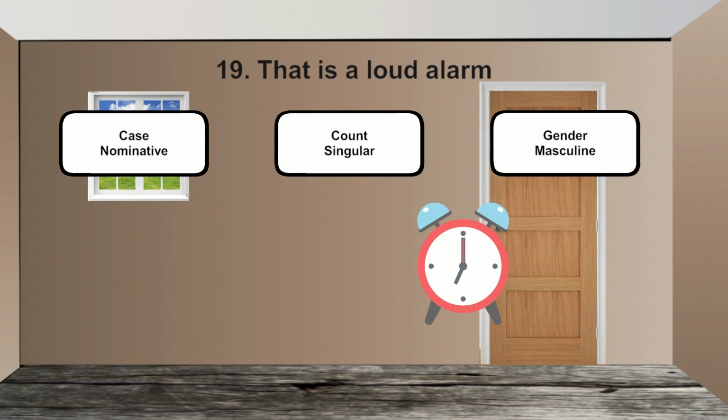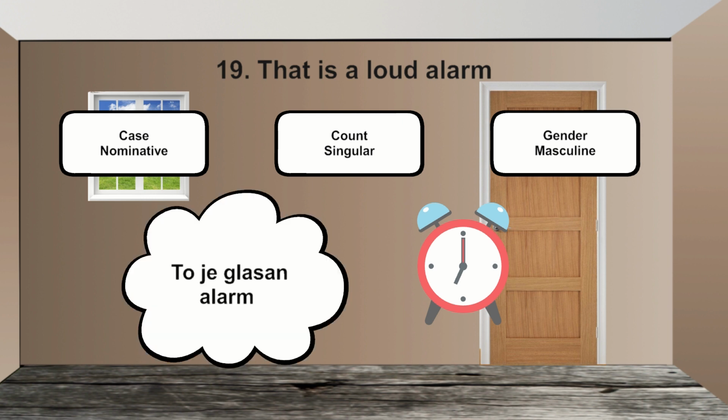Question 19. Pitanje 19. That is a loud alarm. Masculine, singular. This can be written as glasni, but like a lot of adjectives, remain with an AN on the end. To je glasan alarm. And again, to je glasan alarm.